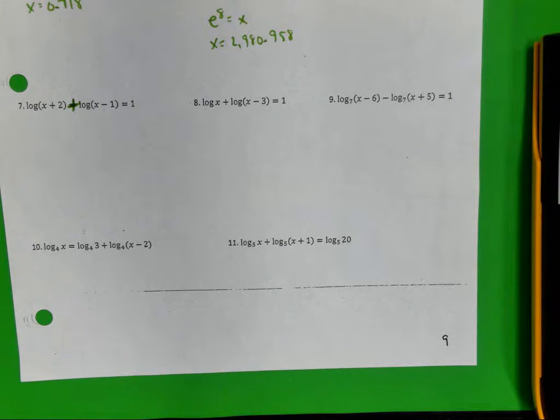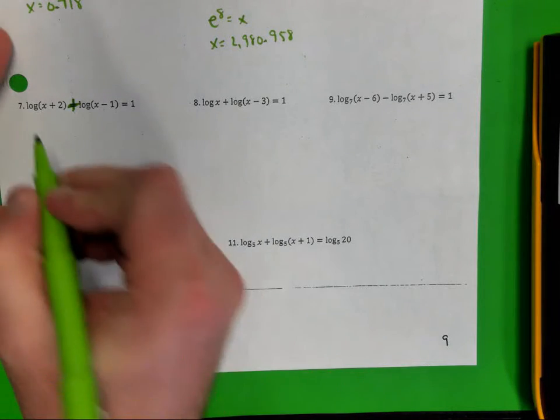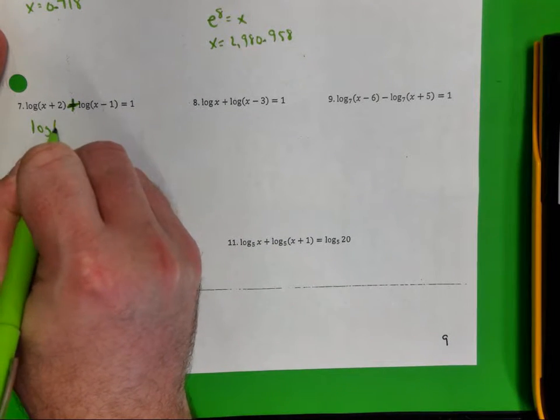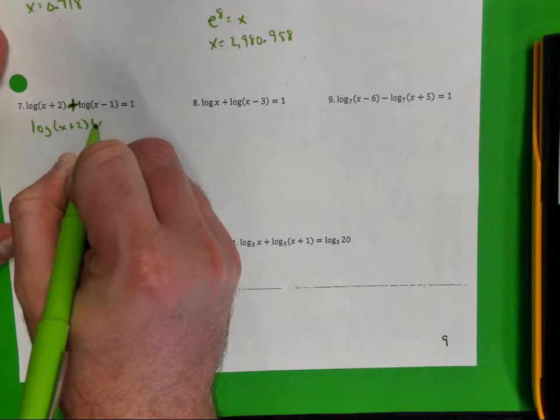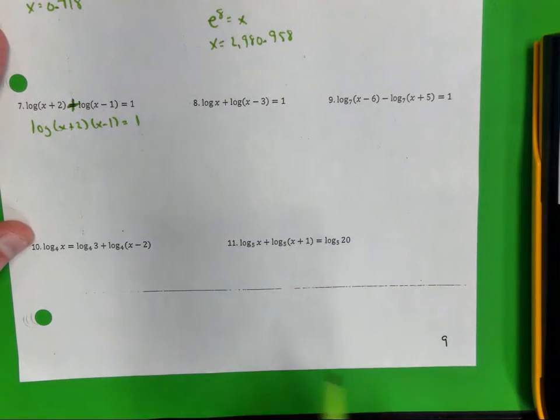So you want to get down to one log. Okay, this is addition. What rule do you think we're going to use with this? Product. So you're going to rewrite this as log of x plus 2 times x minus 1 equals 1.